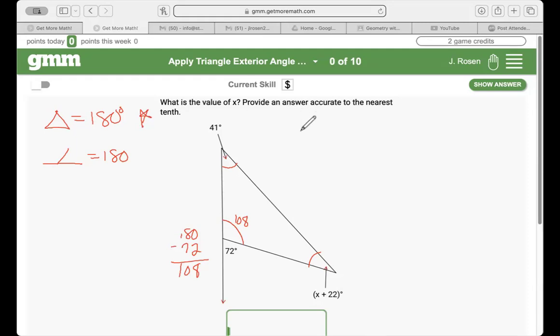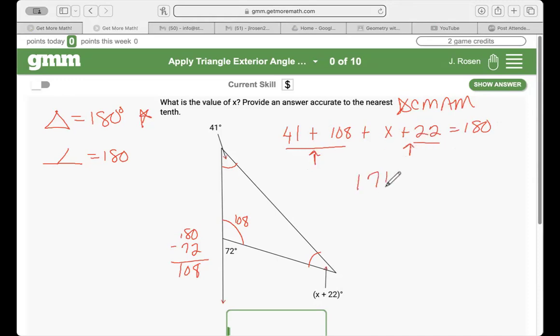Triangles equal 180 degrees. So we're going to take the 41 plus the 108 plus the x plus 22 equals 180. And then we're just going to solve the equation using don't call me after midnight. There's no distributive property, but we can combine all these terms, right? So we're going to have 41 plus 108 plus 22. Really make sure that you pay attention to the signs, because if it was a negative there, you'd have to make sure you subtract. But this gets me 171 plus x equals 180.